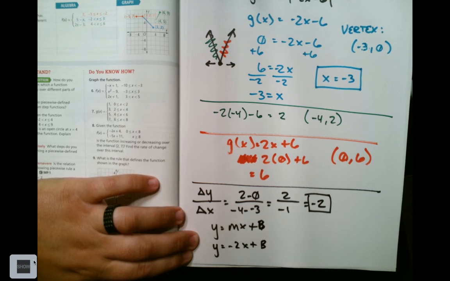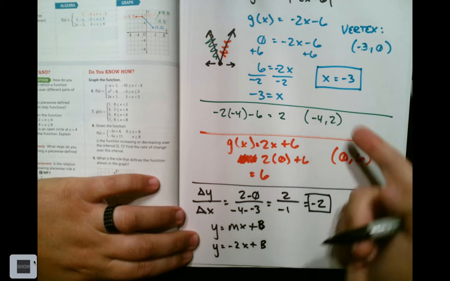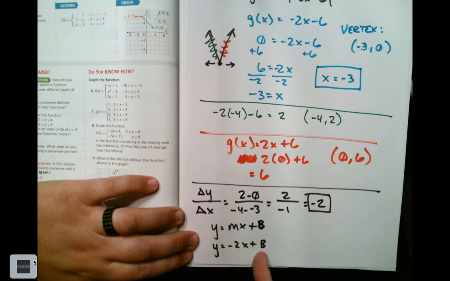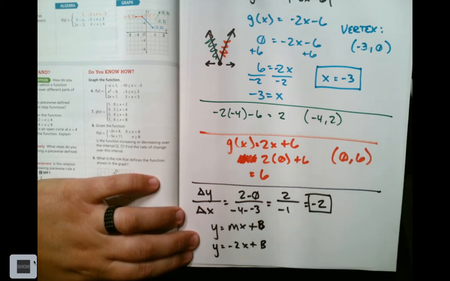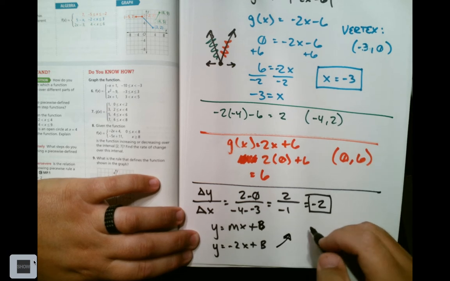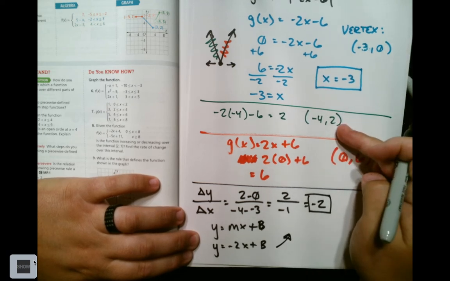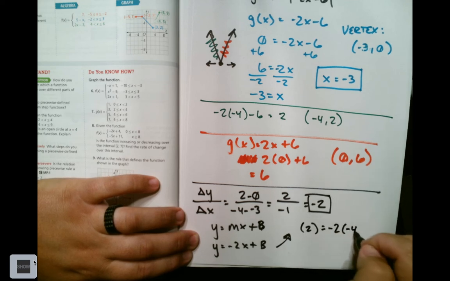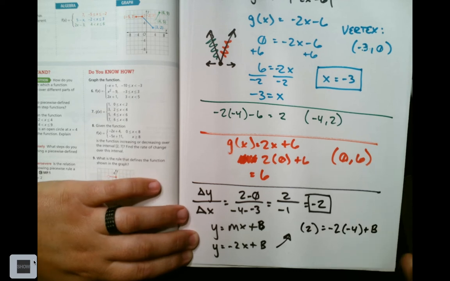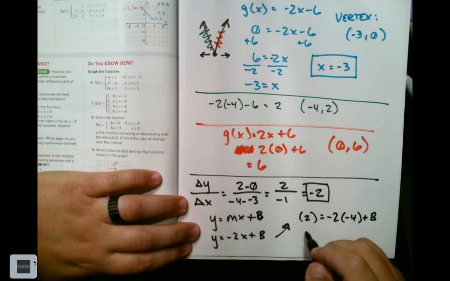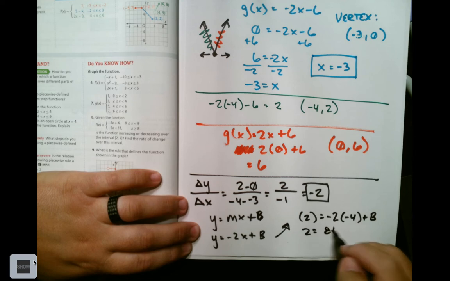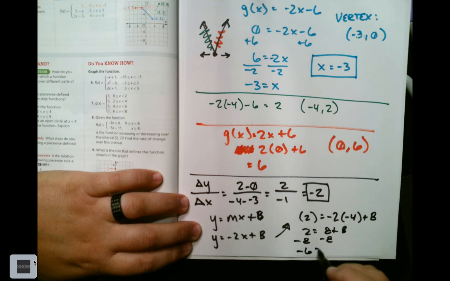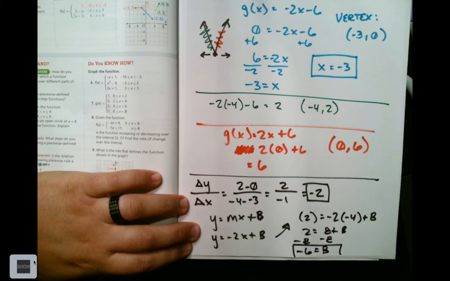And then what I can do is use one of those 2 points. It doesn't matter which one. I'll go ahead and use the green point, -4, 2, to plug in for x and y, and then I can find out what my b is. In this case, x is -4, y is 2. So it's going to be 2 equals -2 times -4 plus b. 2 equals 8 plus b. Subtract 8 from both sides, and I get -6 equals b.